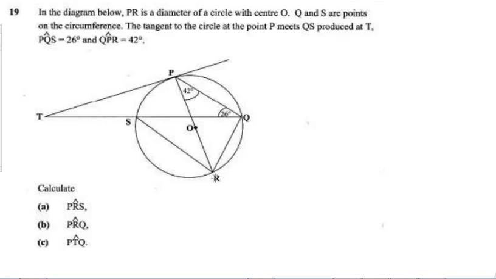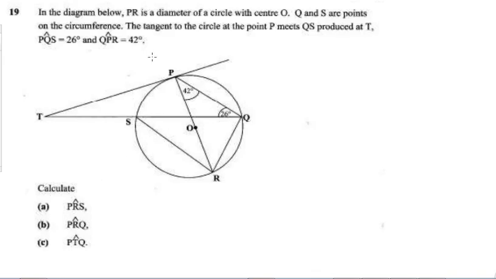So we are told that PQS is equal to 26, while QPR is equal to 42 degrees. We are asked to calculate PRS, and we are also asked to find PRQ. We are also asked to find PTQ. So for the past questions, we've been going through the long process of finding all the angles that we might find easy to find. But let's try going straight to the angles that we need for this one. So let's start with PRS.